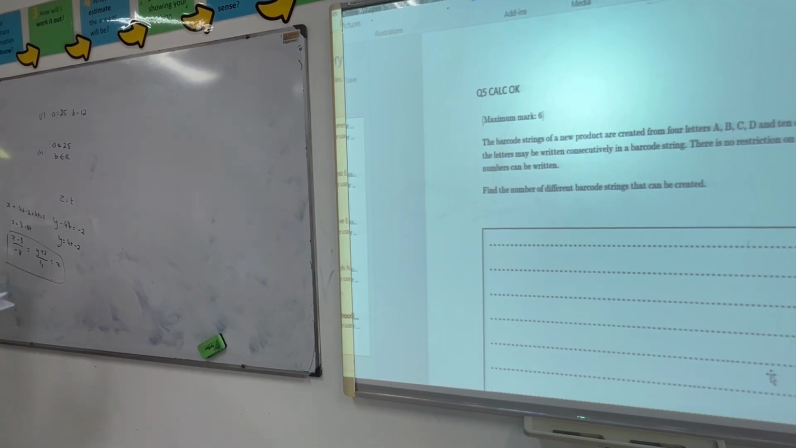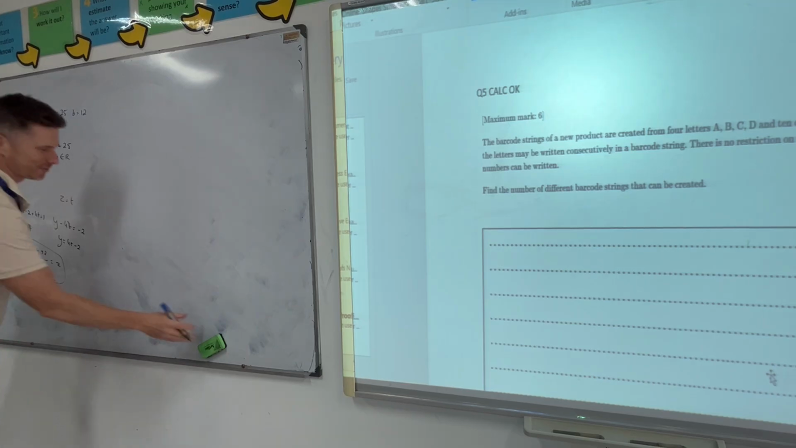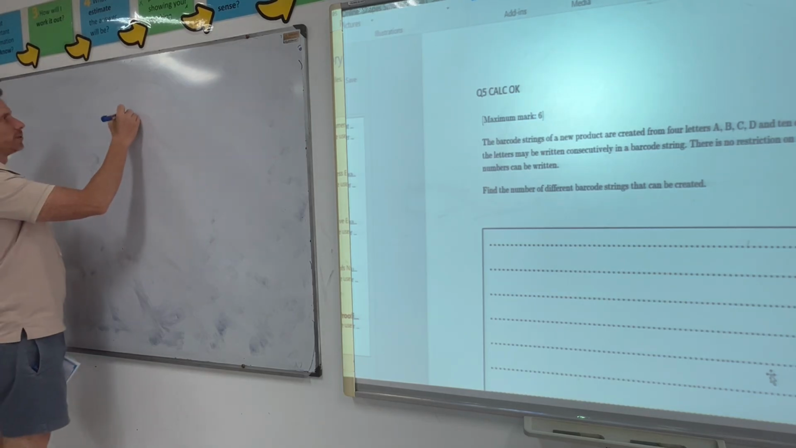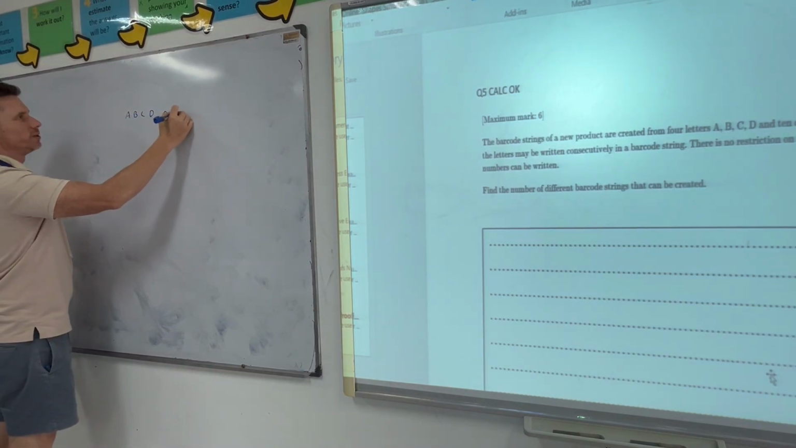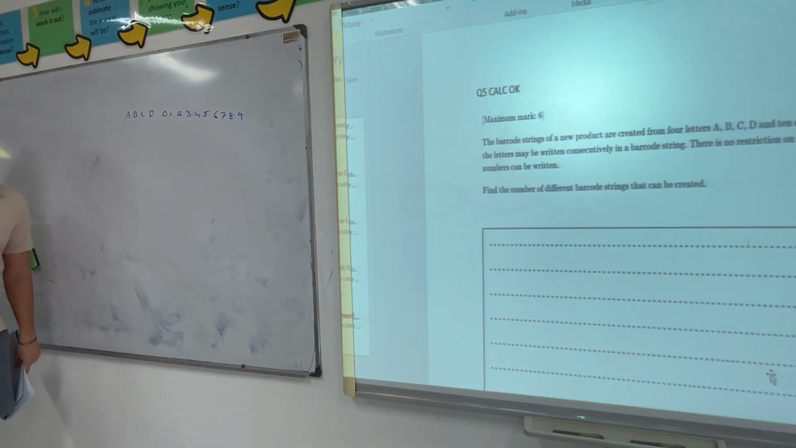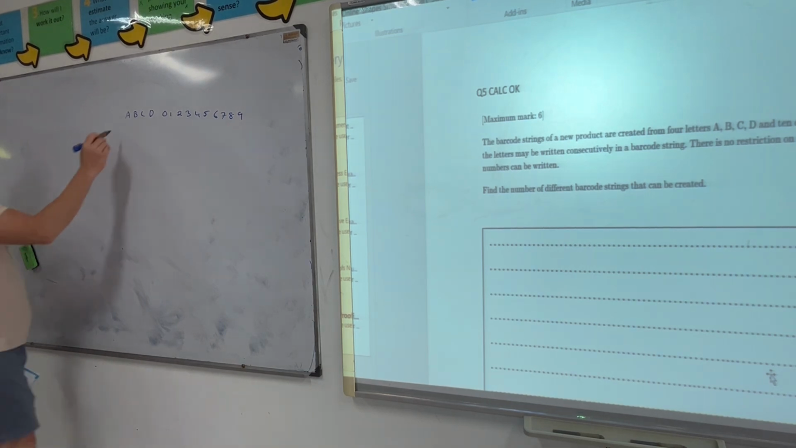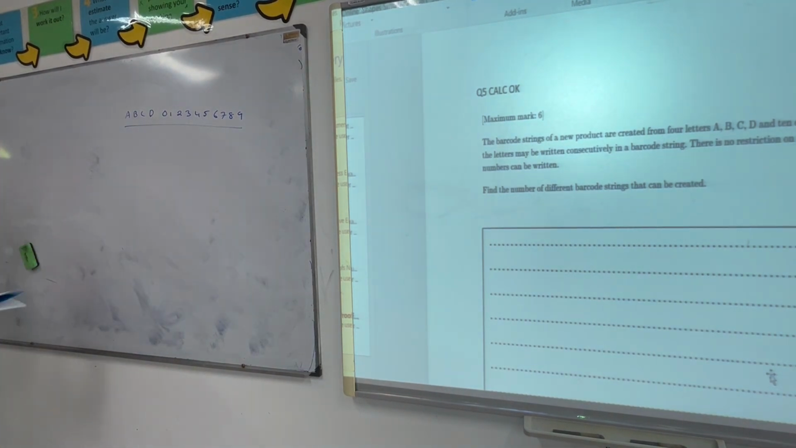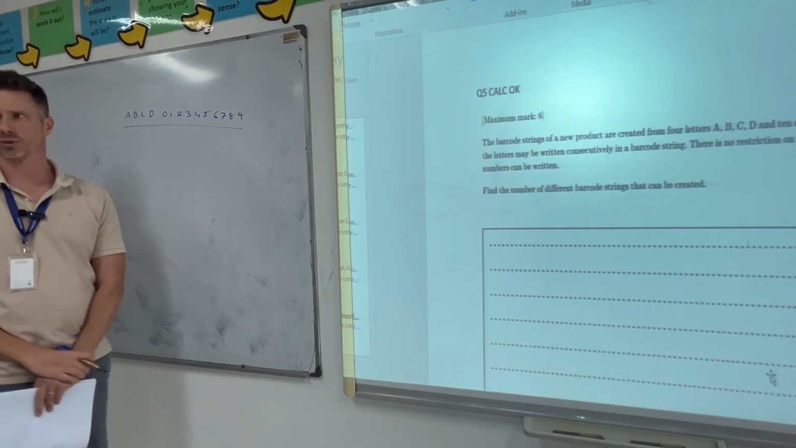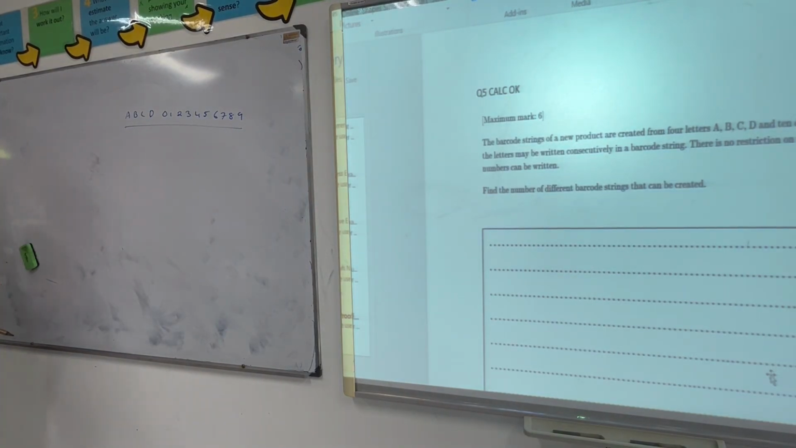Okay, so we have a code made out of A, B, C, D, and numbers 0 to 9. So A, B, C, D, 0, 1, 2. No, I'm just saying this is my start point. Most of us figured out the best way of working this out, where 3 cannot be together and 4 cannot be together, is to go the opposite way and figure out where they are together.